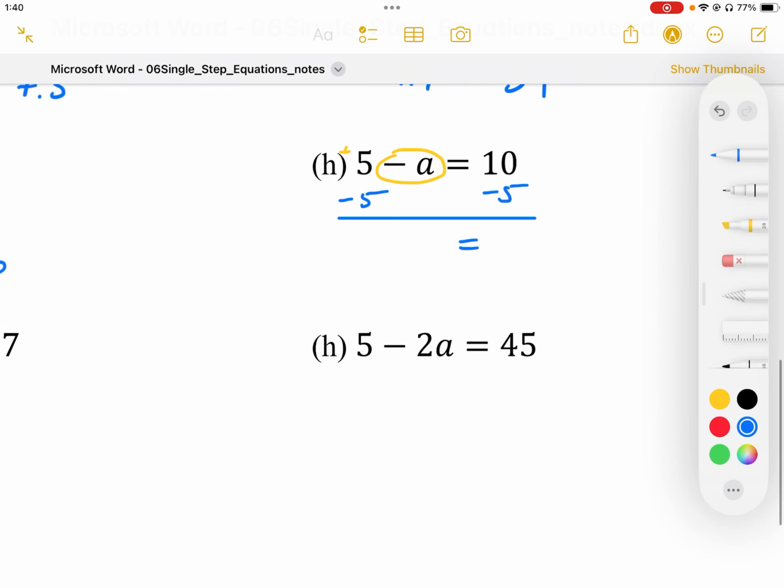On the right-hand side, 10 minus 5 is going to be positive 5. These are zero pairs, so they cancel out. And we have to be careful because we're not just left with a, we're left with a negative a. Now, to get rid of that negative, we're just going to divide by negative 1. Those will cancel out. I have a left over. And I'm going to divide by negative 1 on this side. So I'm going to be left with a equals negative 5.